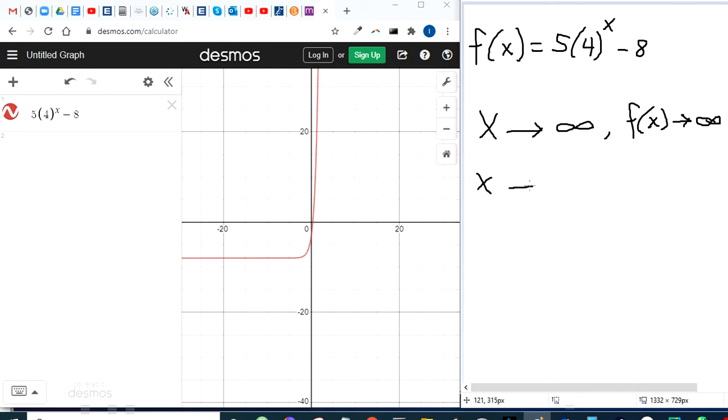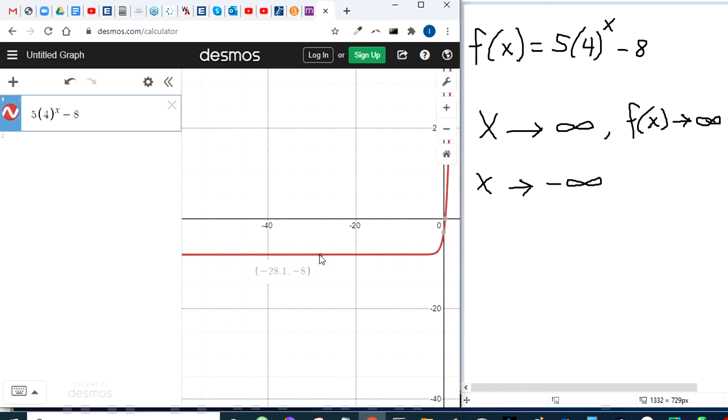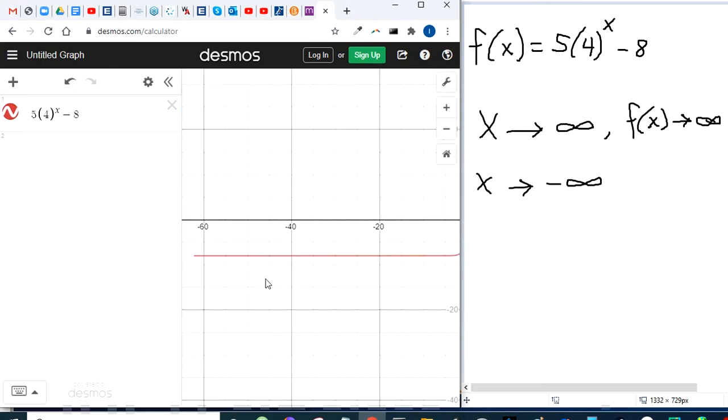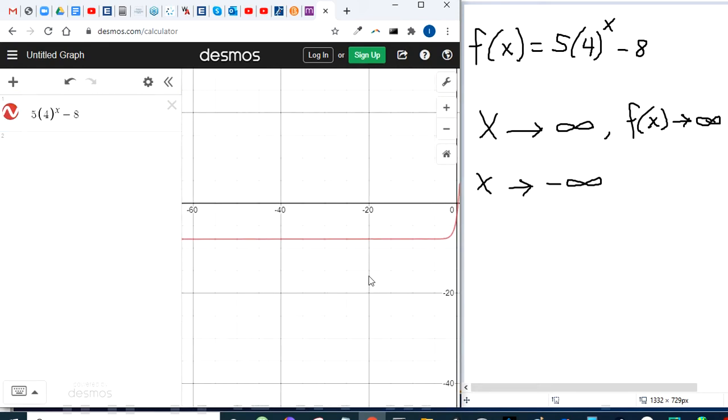And now let's check it as x goes to negative infinity. This is just what's happening with the function as x goes towards the left, right? So negative infinity means you're thinking about the y values as x goes further and further back in the negative. So negative 50, negative 60, negative 70. Look, the y values are getting closer and closer to negative 8. And it's so close that now Desmos is just giving us negative 8 as its approximation.